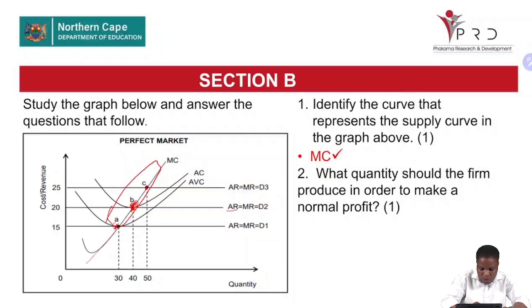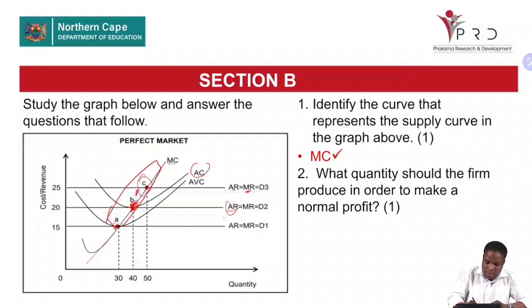AR is equal to AC here. It is what? A normal profit. Let's look at the one at C. Look at C. There's also MR meeting MC. However, this one is economic profit because the AR is above the AC.